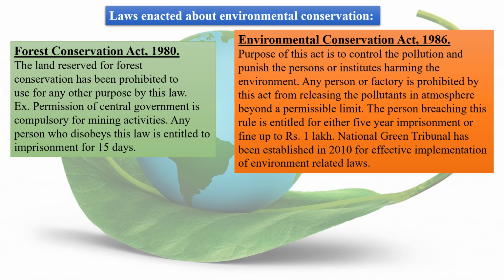So government has given a limit of emitting certain amount of gases into the atmosphere from the industries. थोड़ा amount release करने की permission दी गई है, ठीक है, into the atmosphere. But उससे ज़्यादा अगर होगा तो उन्हें they will have 5 years imprisonment, 5 साल की जेल हो सकती है या फिर फाइन हो सकता है 1 लाख रुपए तक का. So you can imagine how dangerous an offense this is. National Green Tribunal has been established in 2010 for effective implementation of environmental related laws.